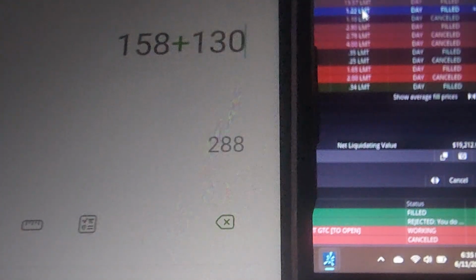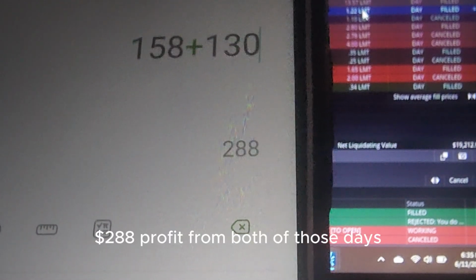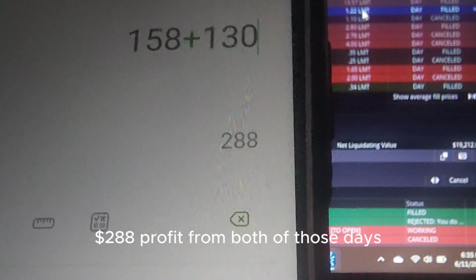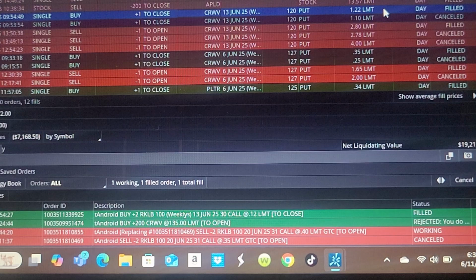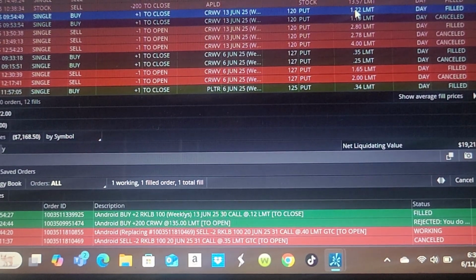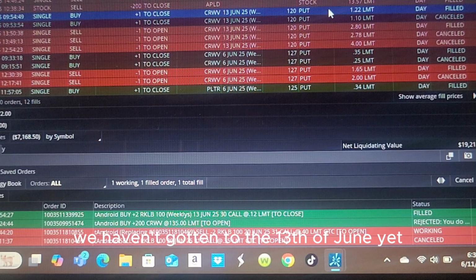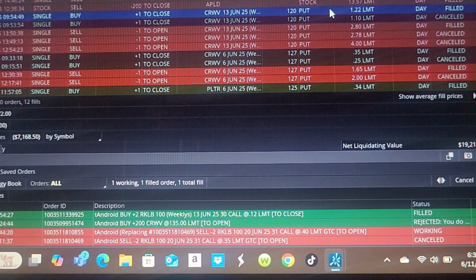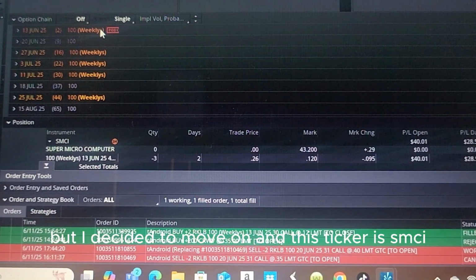And there it is. $288 profit from both of those days. Now I could have actually stayed in that trade because we haven't gotten to the 13th of June yet, and CoreWeave is still higher than $120. But I decided to move on, and this ticker is SMCI.